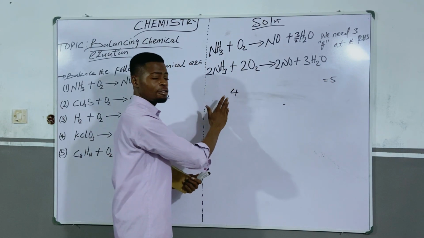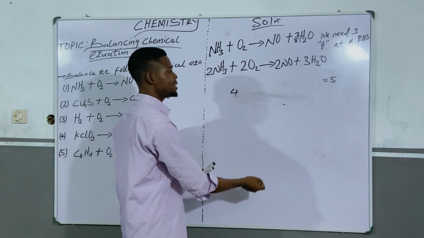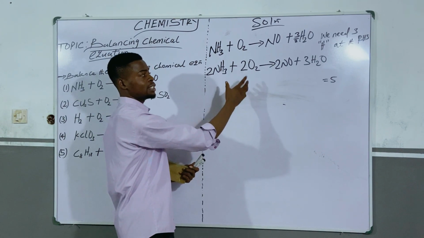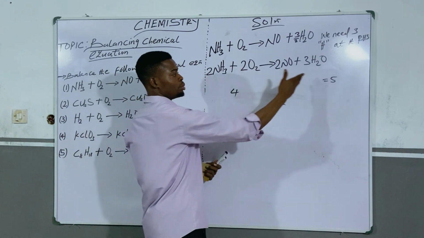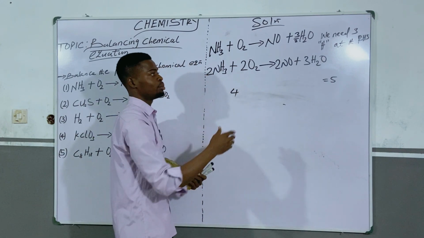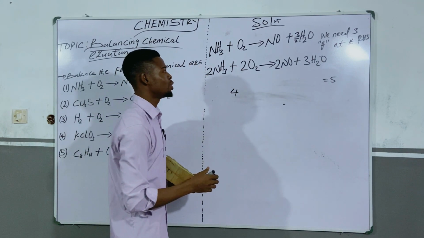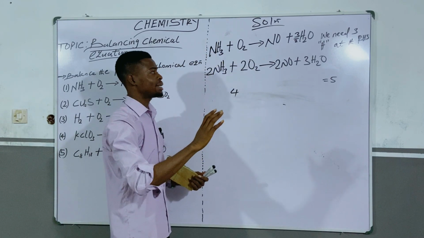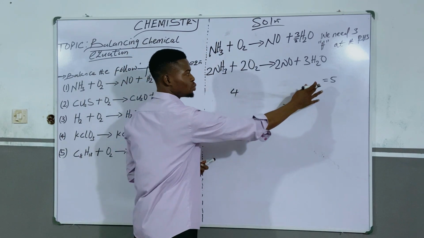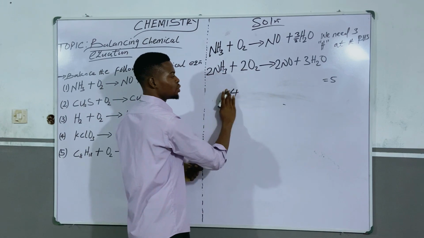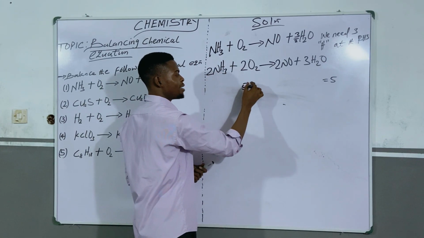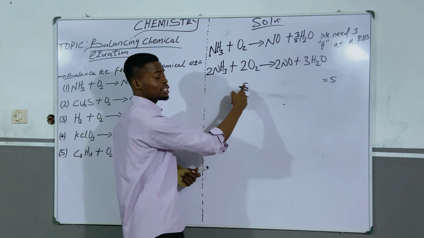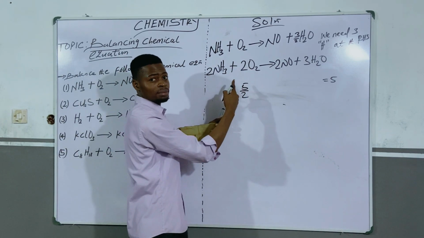5 oxygen here, 4 here. That means, sorry, we need 5 oxygen at the reactant so that it will be equal to 5 at the product. So what are we going to do? You need to put 5 here. As simple as that. Because we need 5 oxygen here, we're going to put 5/2 here. This 5 is because we need 5 oxygen here.